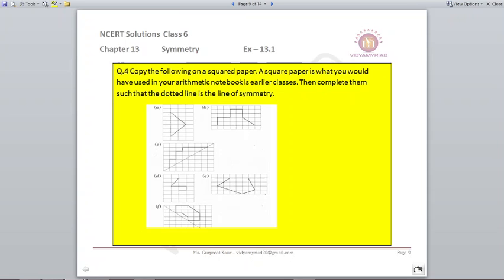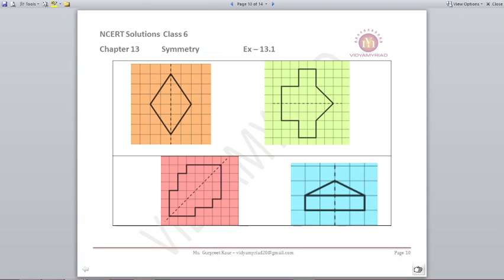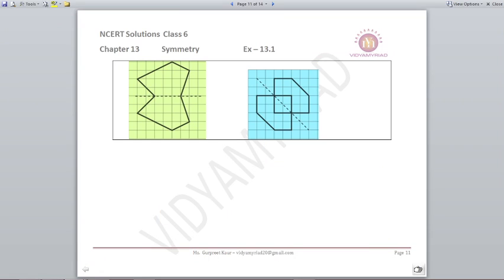Copy the following on squared paper. The squared paper is what you would have seen in your arithmetic book in earlier classes. You have to just complete it. One side is given to you, you have to draw the next side looking at it and counting the squares. It is just a form of a pattern. You will see the right hand side or the left hand side or the dotted lines. If you see the given part, what you have to draw should be exactly the same. Only then will it show symmetry. Just count the boxes up, down, right, left, so that the image is absolutely clear and the same.